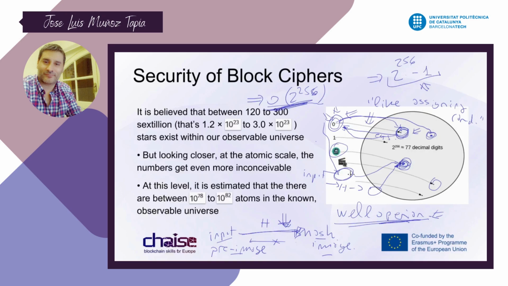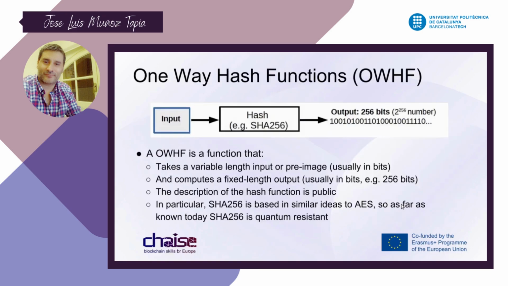If I try to do operations, the probability that I find a hash that is the one that I want is like randomly guessing an atom. I select an atom in the universe and you try to randomly guess it. So this is out of the scope of what a computer can do. Okay, so these are hash functions.